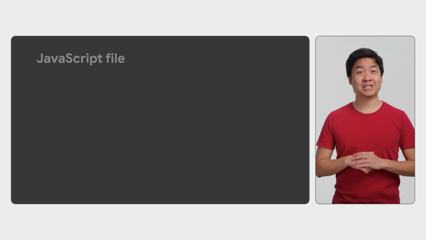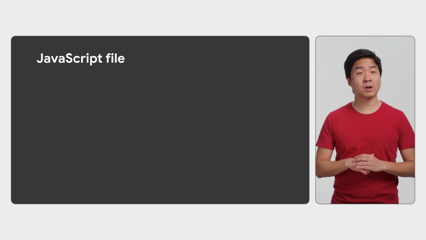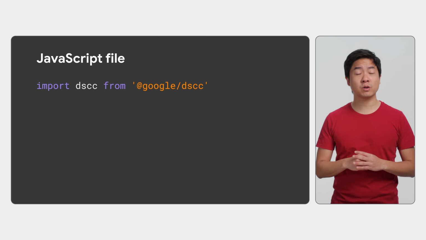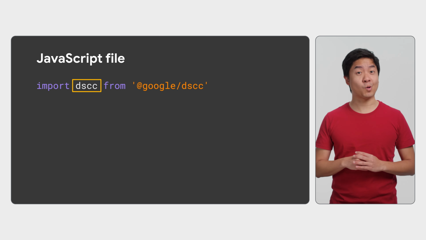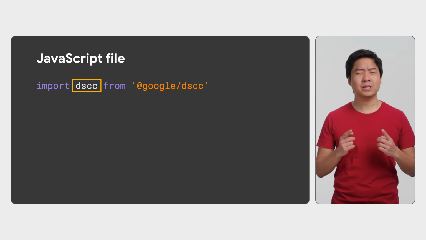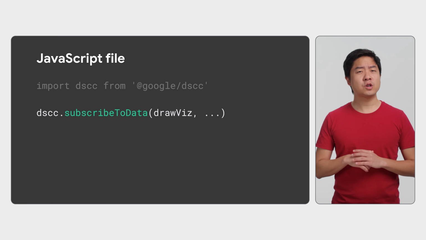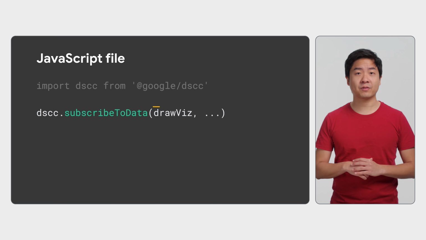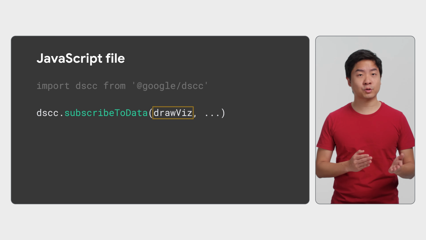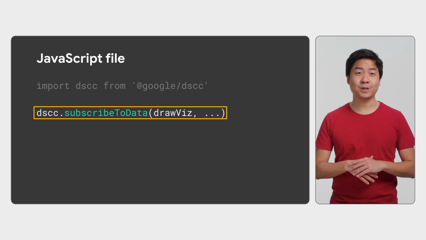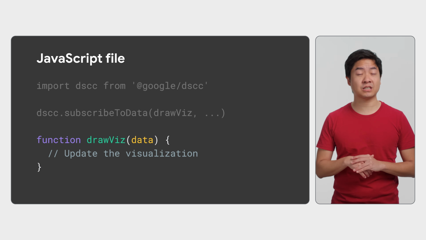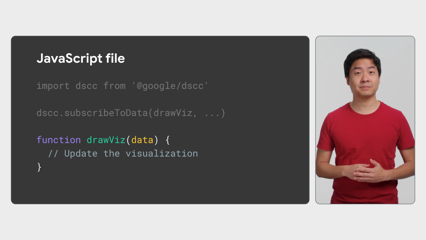Now, onto your visualization's JavaScript. You must import our helper library called the Looker Studio Community Component Library, or DSCC for short, to help your visualization interface with Looker Studio. Your visualization should pass in a callback function to DSCC's subscribe to data method. Then, whenever it reports data or the visualization style changes, Looker Studio will call the callback function so your visualization can update its data visualization or style accordingly.